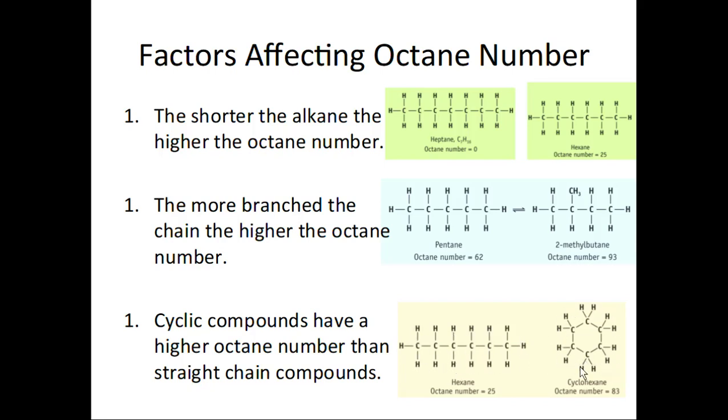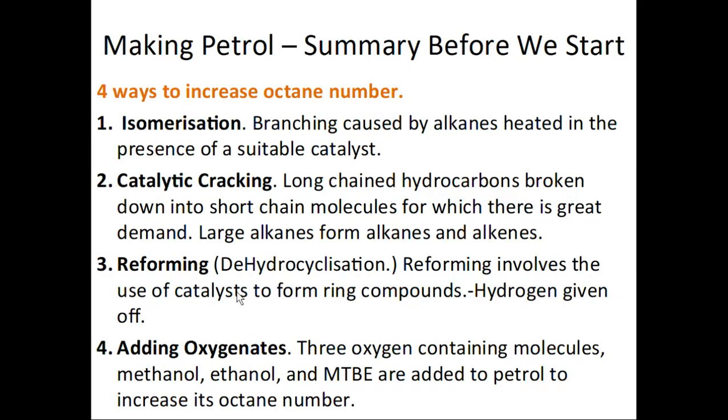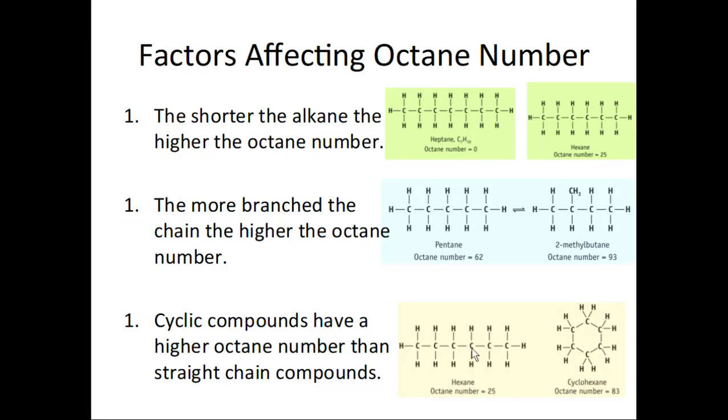Whereas if you look here at cyclohexane, we've no double bonds or anything. Don't get it confused with benzene. We've only got 12 hydrogens. So to get from hexane to cyclohexane, we did this reforming, also known as dehydrocyclization. I can't say it. I'll move on.